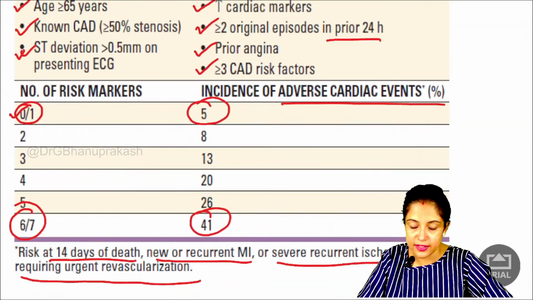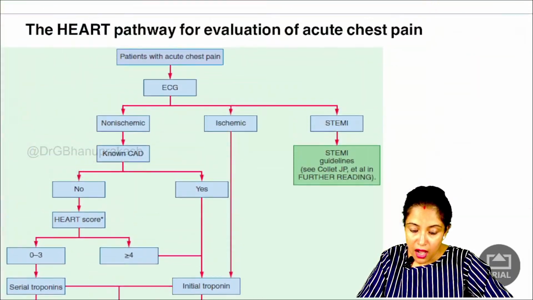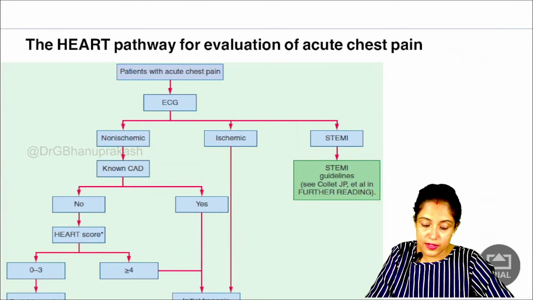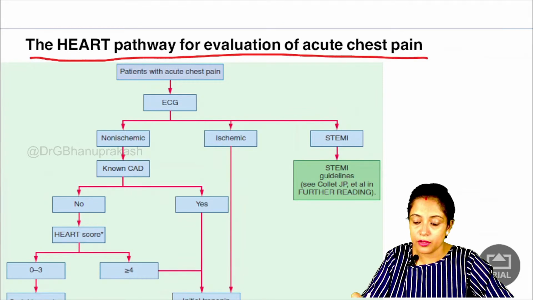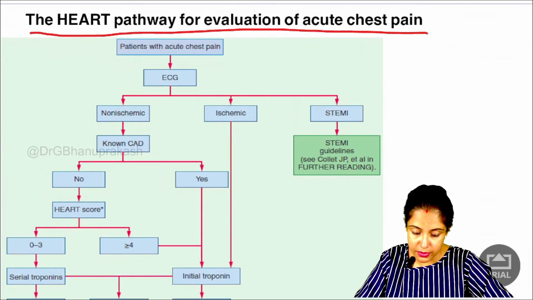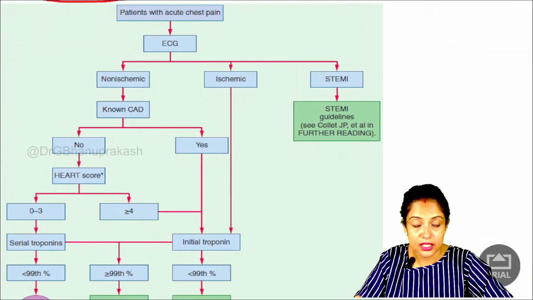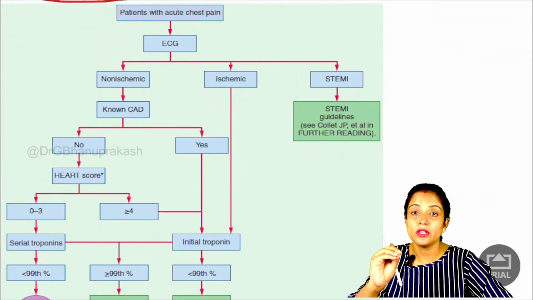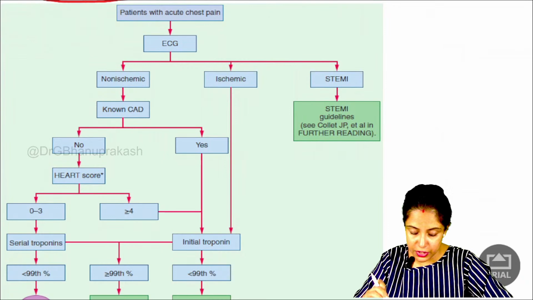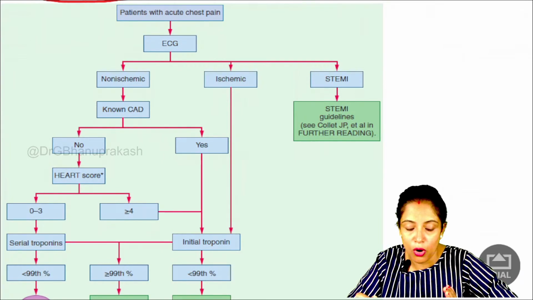By the TIMI scoring system. Now, I have skipped one slide, that is the HEART pathway. This is the HEART pathway for evaluation, taken from the latest edition, not there in the previous edition. So you can just look at it. It is very easy: how you evaluate a patient with chest pain and decide what to do.